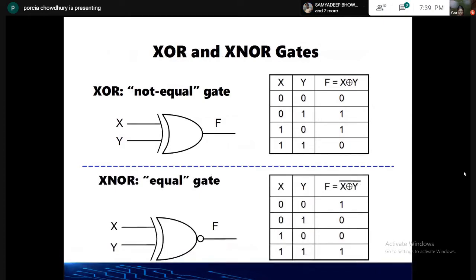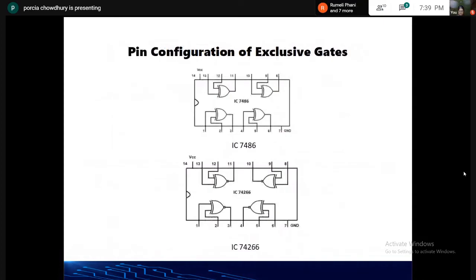Now see, this is your XOR and XNOR, and this is the symbol of XOR, a plus with a circle. After the XOR gate we have the XNOR gate with a bubble. The bubble is the symbol of an inverter. And this is the truth table, just what you have said: for 0 0 and 1 1 it will be 0, and for either 0 1 or 1 0 it will be 1, and just the complement of it will be your XNOR. Okay, and this is the pin configuration.